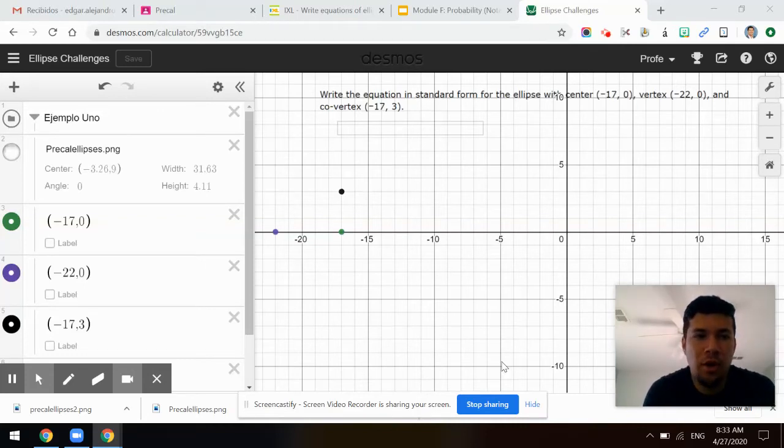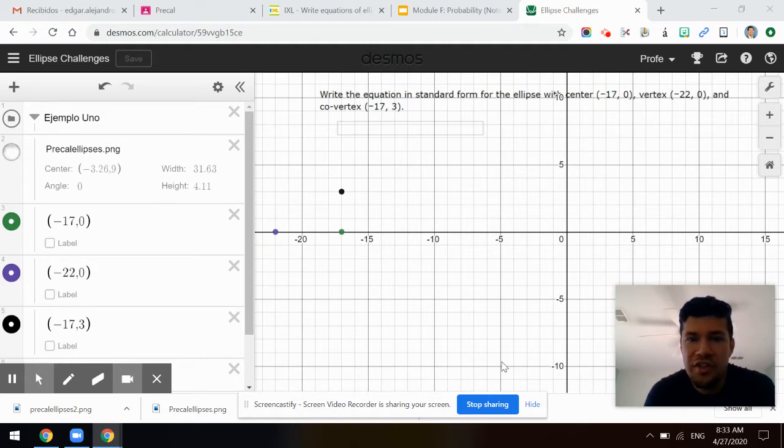So we're going to do a couple of ellipse challenges. Here's the first one. Write the equation in standard form for the ellipse with center (-17, 0), vertex (-22, 0), and covertex (-17, 3).